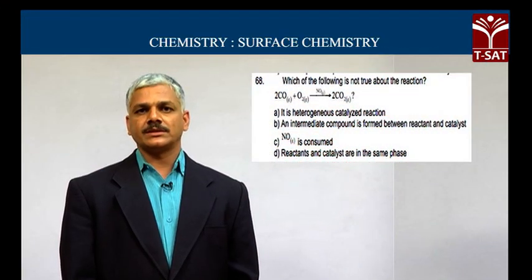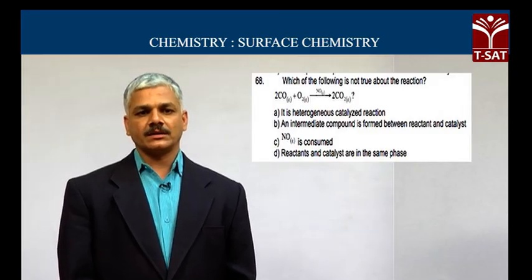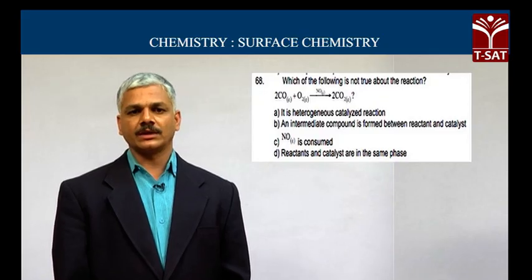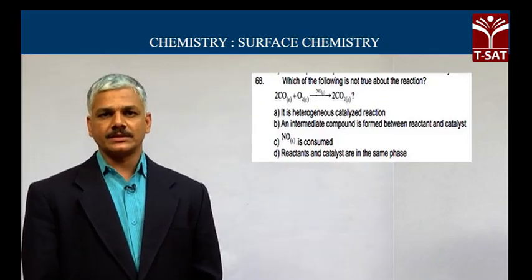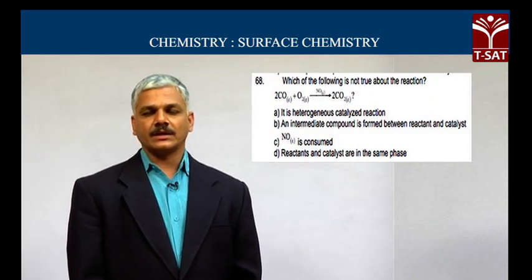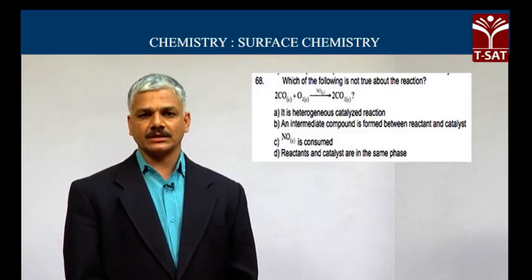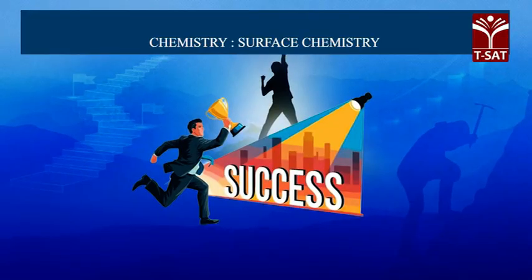68th. Which of the following is not true about the reaction? Given reaction is oxidation of carbon monoxide to carbon dioxide in the presence of nitric oxide. Among the given options, correct option is A. It is a heterogeneous catalyzed reaction is not true for the said equation.